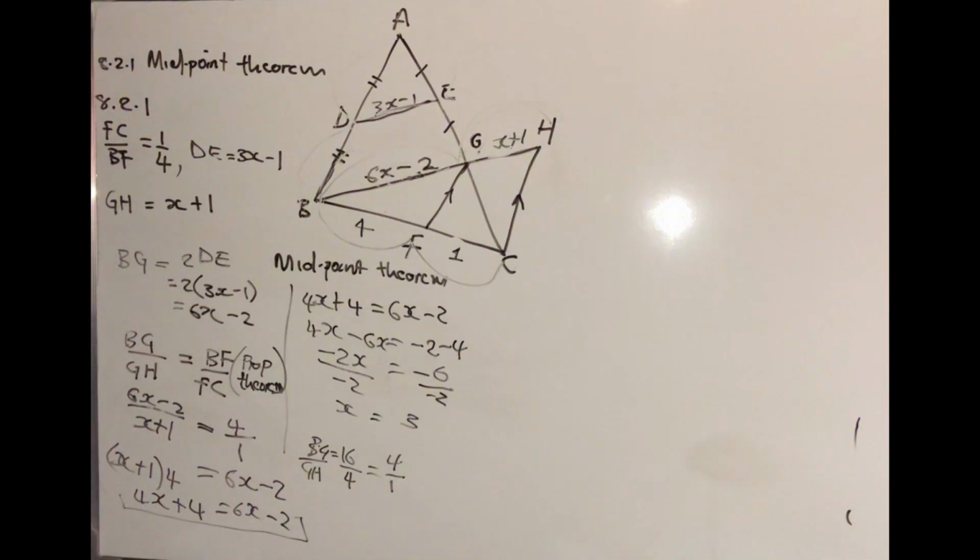Or you can use the reason that says a line drawn parallel to one side of a triangle. But I prefer you use the proportionality theorem. I think it's easy and precise, even though the other one is also precise. But this one is easy to remember.